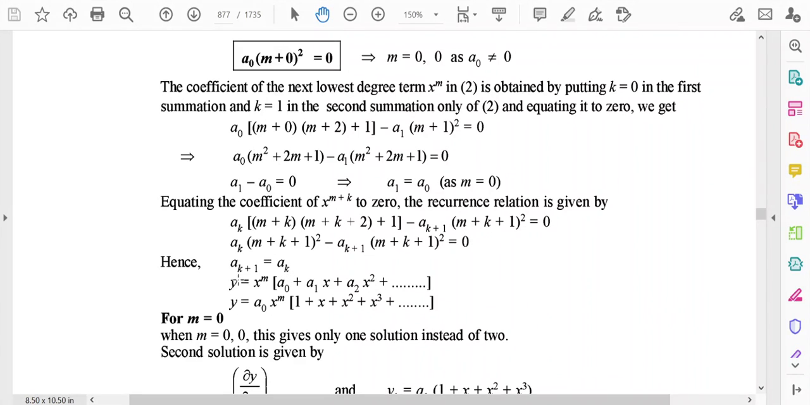That means if we put k is equal to 0, a1 will be a0. Then if we put k is equal to 1, a2 will be a1. So a2 is equal to a1 is equal to a0. So every term can be expressed in terms of a0.